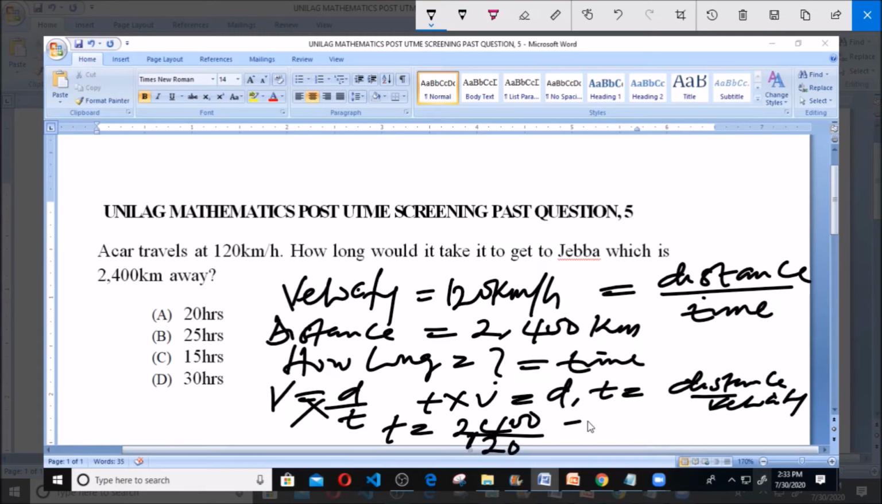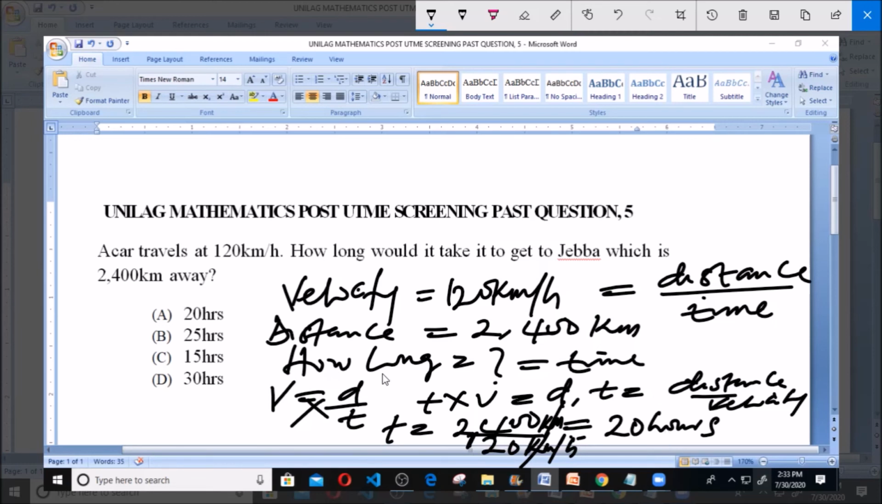So our time becomes 2,400 divided by 120, and that's 20 hours. Now this is 2,400 kilometers, and this is kilometers per hour. Kilometers will cancel kilometers. Now this is 1 over hour. 1 divided by 1 over hour gives you hour. That's why we got 20 hours.